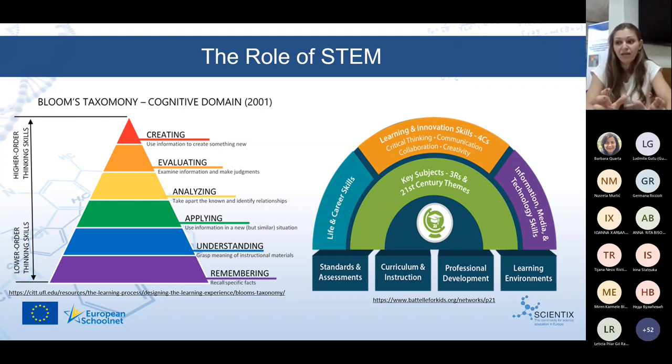The main point in integrating English into STEM subjects as a non-STEM subject is the aim of communication in another language. That makes our idea important because it is another competence.